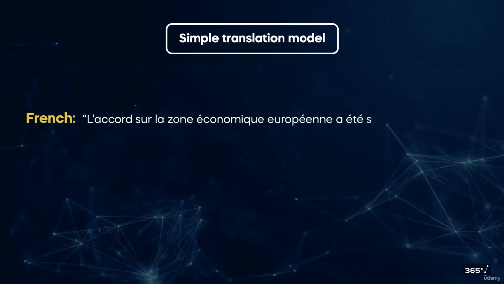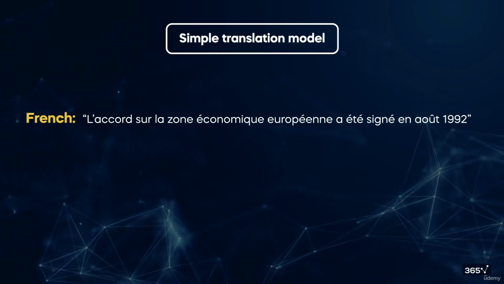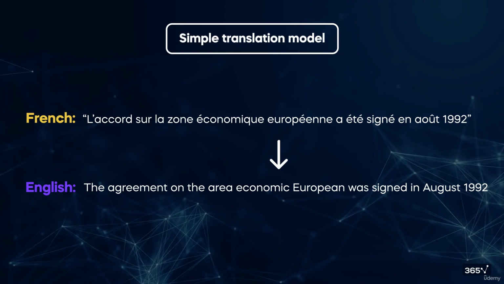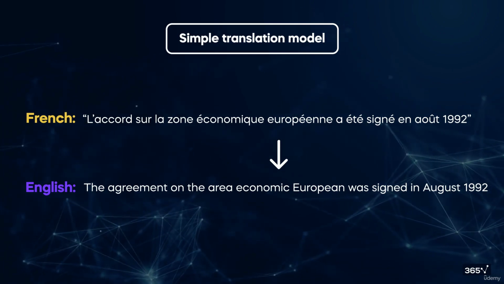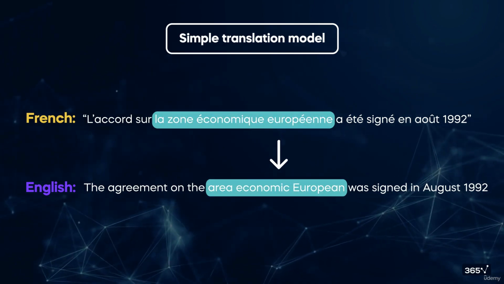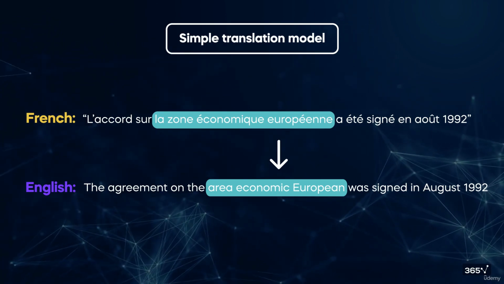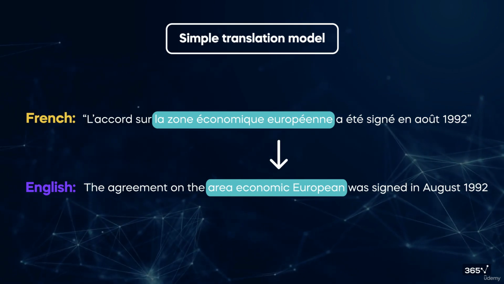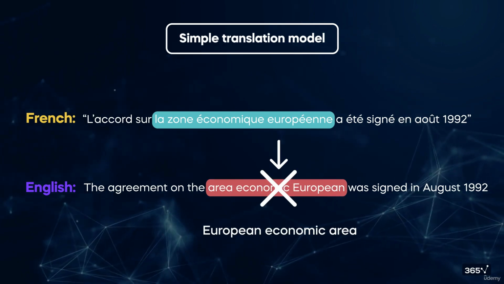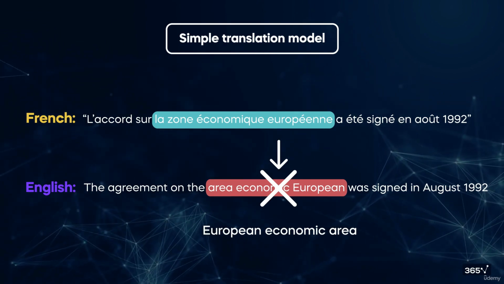The paper gives an example of the importance of attention during language translation. Suppose we want to translate the following phrase from French to English. A simple translation model could take each word in the text and translate it to English each token at a time. However, this would be incorrect, as the order of words in French versus English differs. So the following phrase would be translated to area economic European rather than the correct version in English, which would be European economic area.